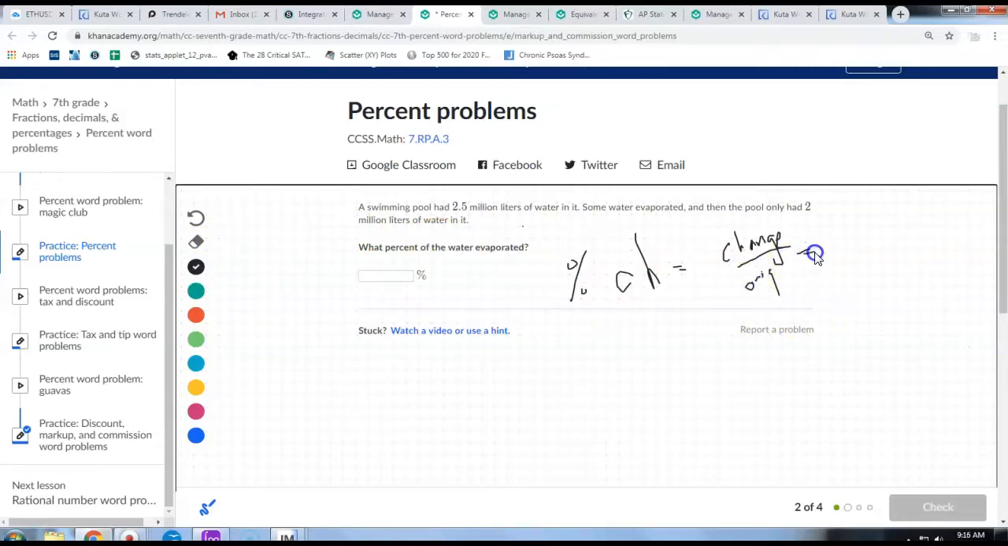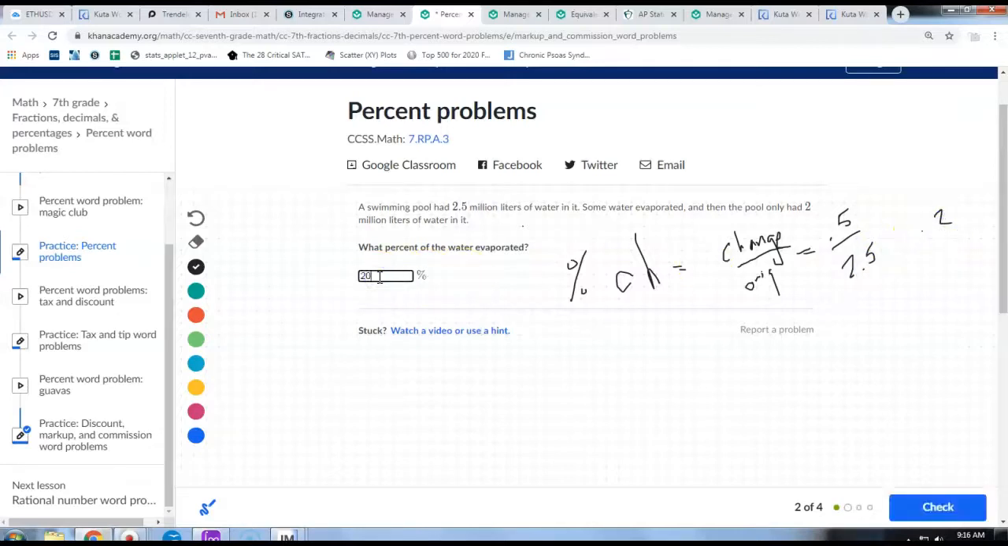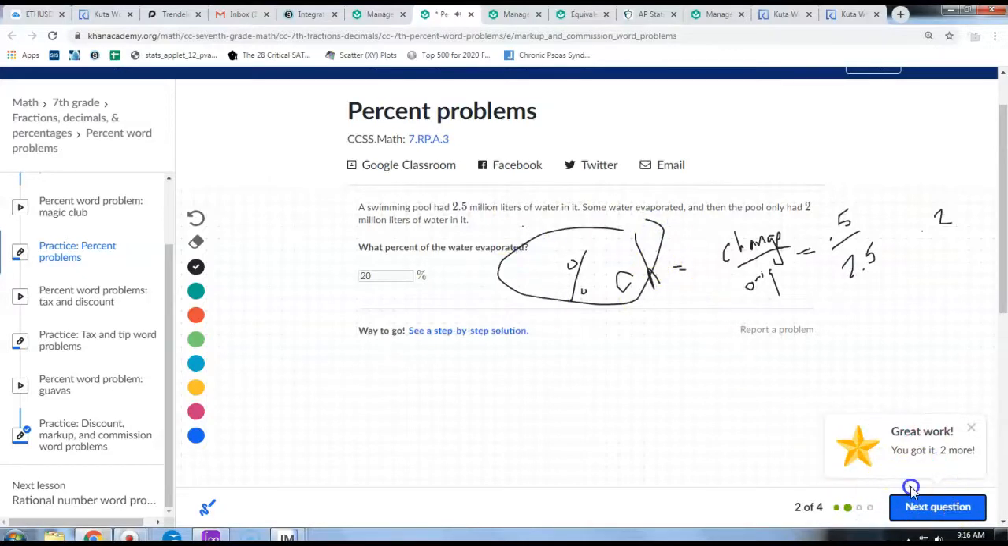So in this case, what was the change? Well, it went from 2.5 to 2. So the change is 0.5. What was the original? Well, it started off with 2.5. So I'm going to divide those. That'll come out to 0.2. And then, that's 20%. So if you're looking for the percent change, I think this is the easiest way to do it.